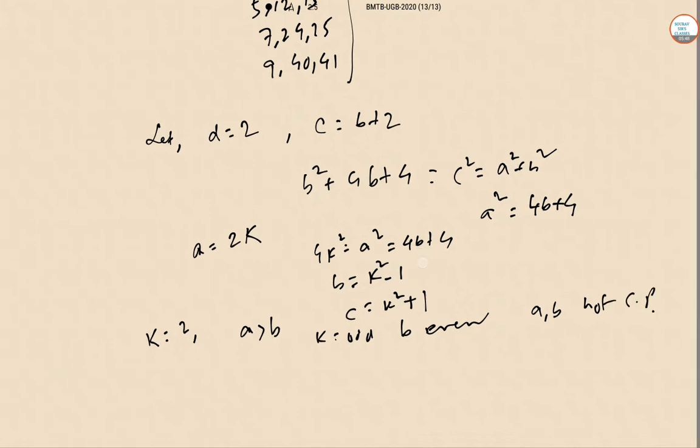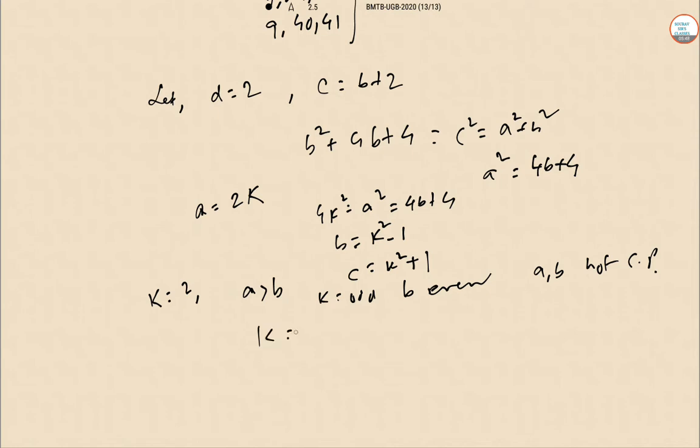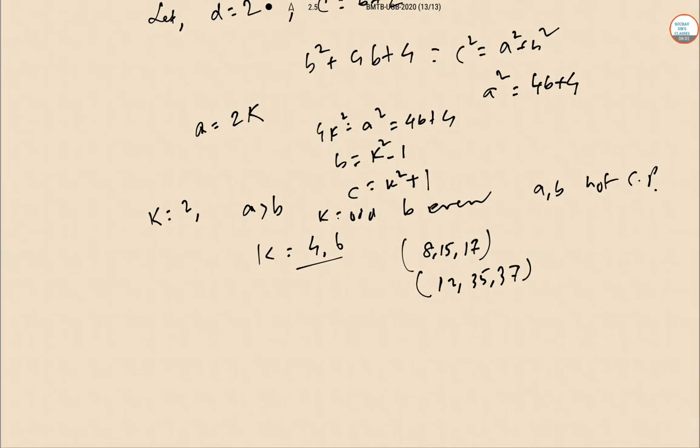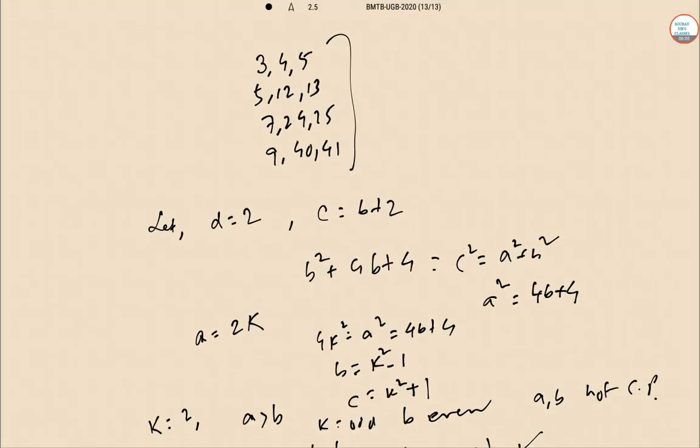So in this fact, k equal to 4 and 6 we can take. So the corresponding triangles will be 8, 15 and 17 and 12, 35 and 37. So the 6 triangles that satisfy this equation is these 2 and these 4. So total 6 is the answer.